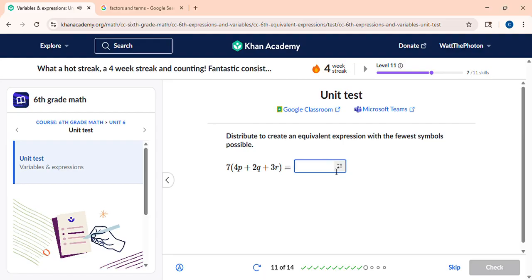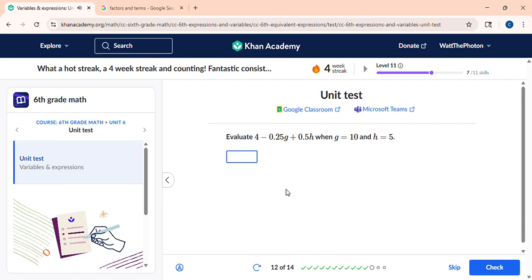With the fewest symbols. 28p plus 2q. What if you have a sigma? Would that be? No, unfortunately not. Would ever be right? I mean, if you had enough digits, you could have less. 14q plus 21. Oh, 28, 14, 21. That seems right.